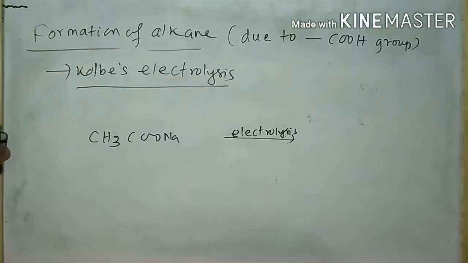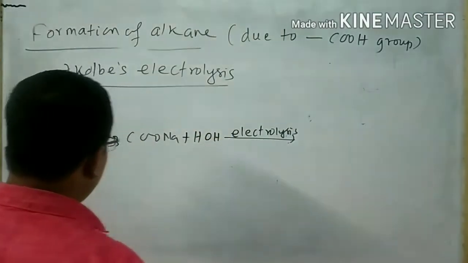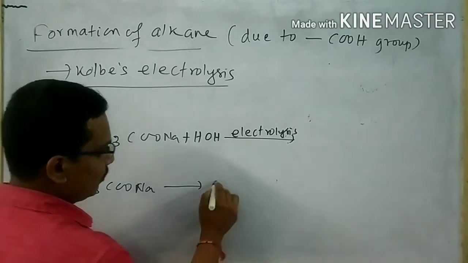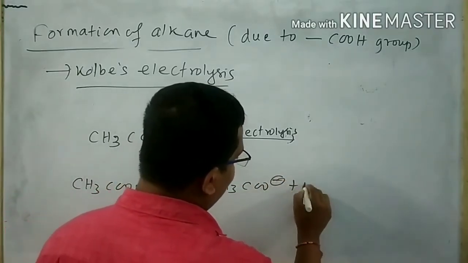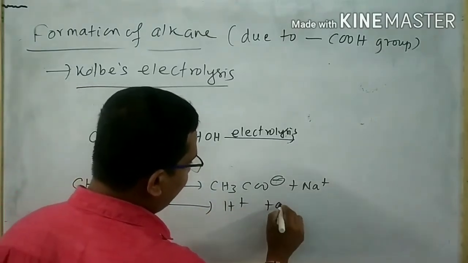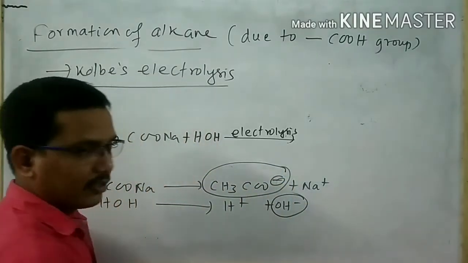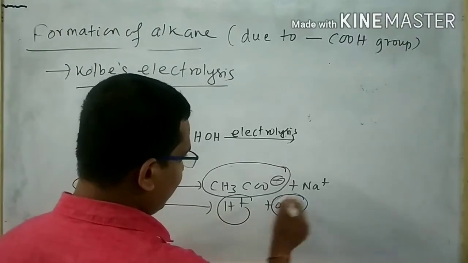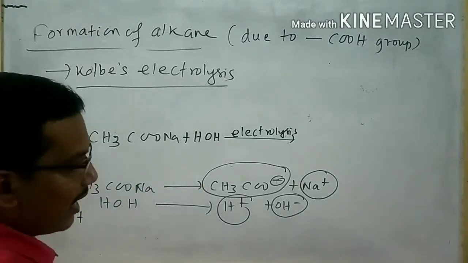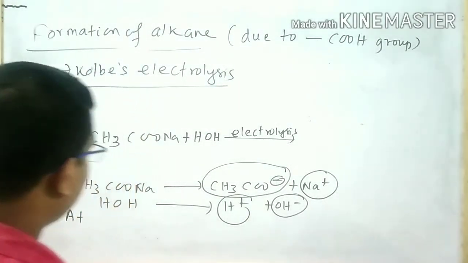For the electrolysis, it is necessary to dissolve the salt in water. This is your water molecule. At first, what happens? The sodium acetate undergoes dissociation, giving acetate ion plus Na plus, and the water molecule undergoes dissociation, giving H plus and OH minus. There are two anions formed. One is your acetate ion, another is your OH minus. There are two cations formed. One is your H plus, another is your Na plus. The cation goes to the cathode, the anion goes to the anode. The cation goes to the cathode for reduction, the anion goes to the anode for oxidation.